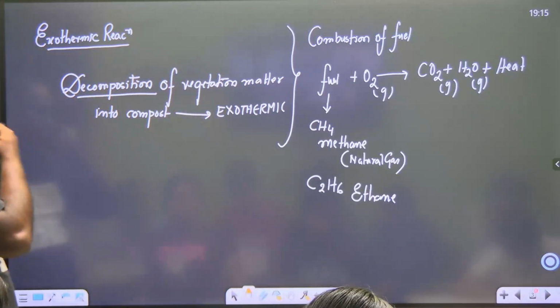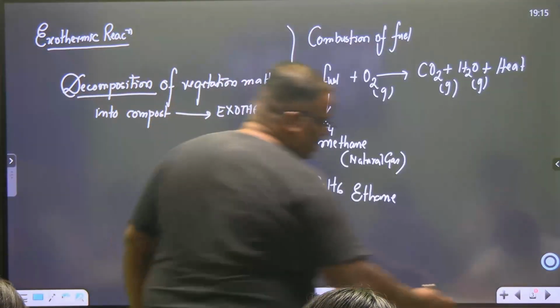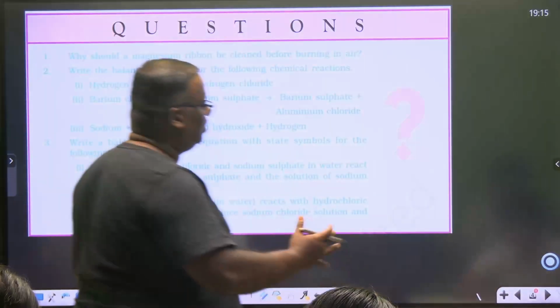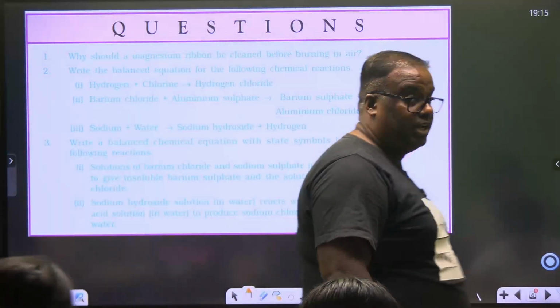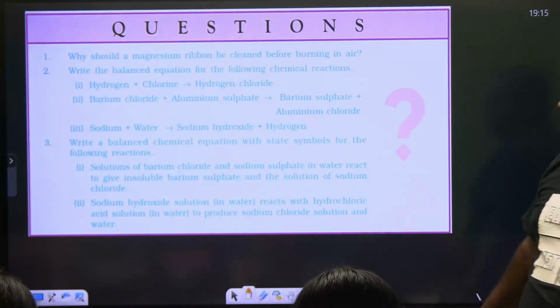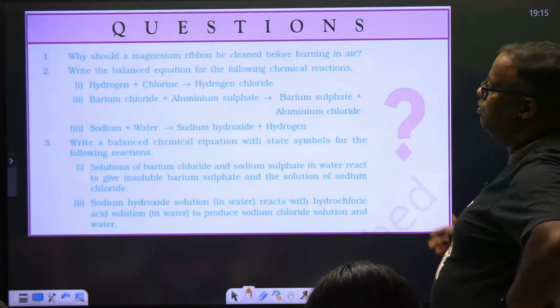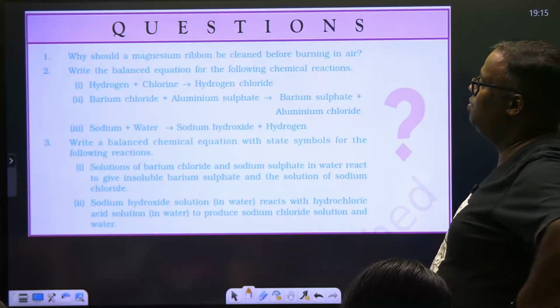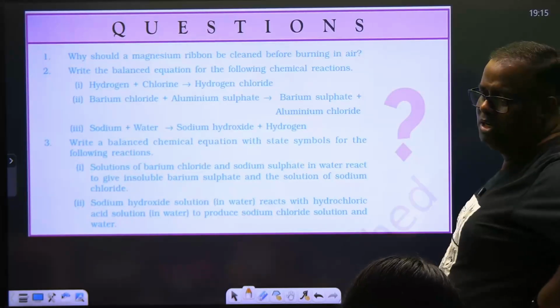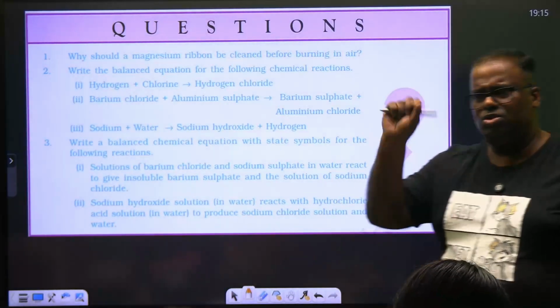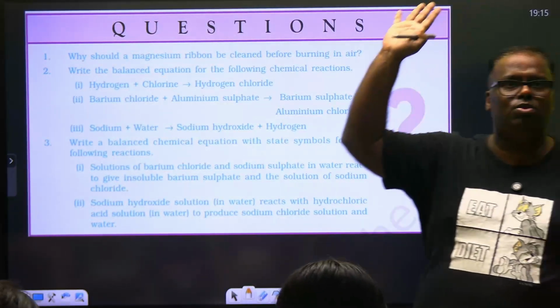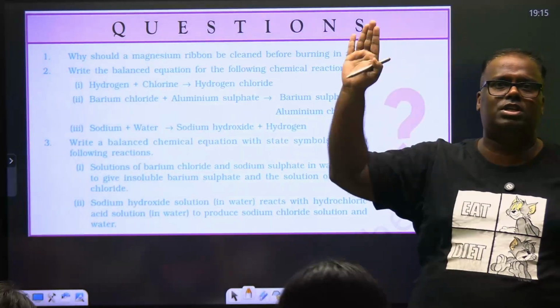Okay. Based on that, online children, if this is not clear, you can just see your textbook. So these are some questions that I picked up and we just wanted to discuss with you before we go ahead. The first question says, why should a magnesium ribbon be cleaned before burning in air? Everyone knows the answer for this, to scrape off the oxide layer.